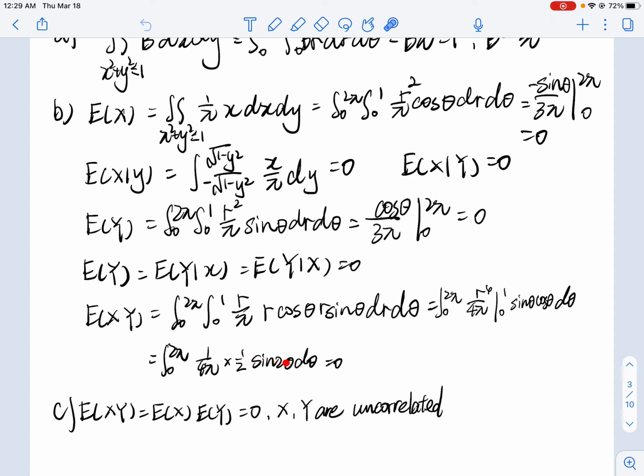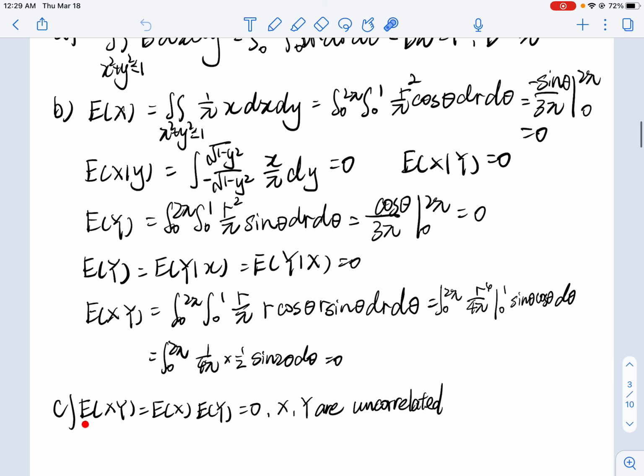after the last calculation, we can know that the result is 0 because the expectation value of x and y and the expectation value of x multiplied by the expectation value of y have the same value, which is 0. So the equation is valid, and we can know that x and y are uncorrelated.